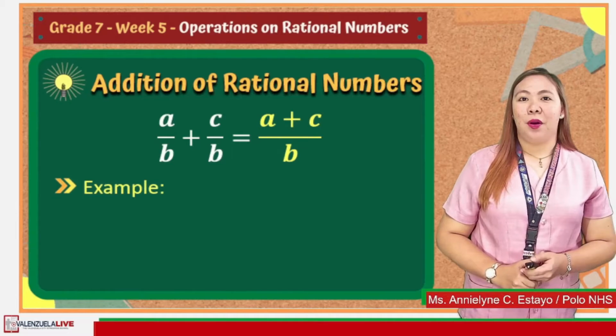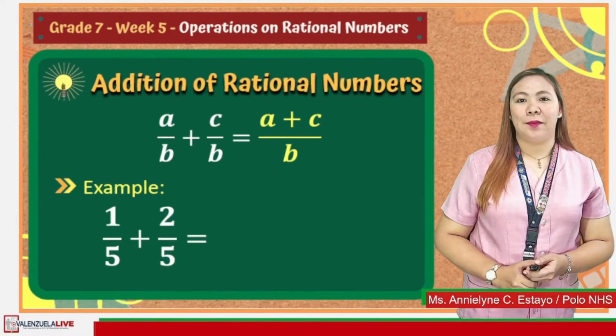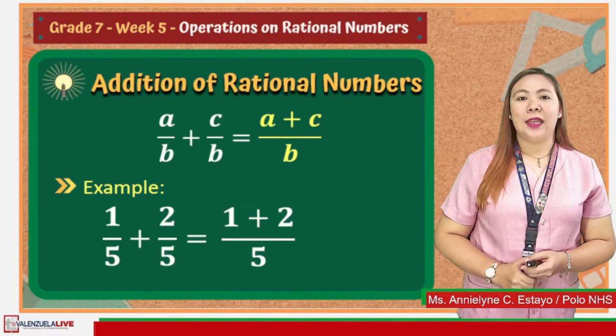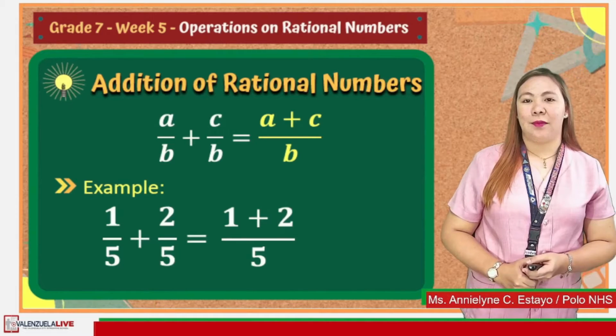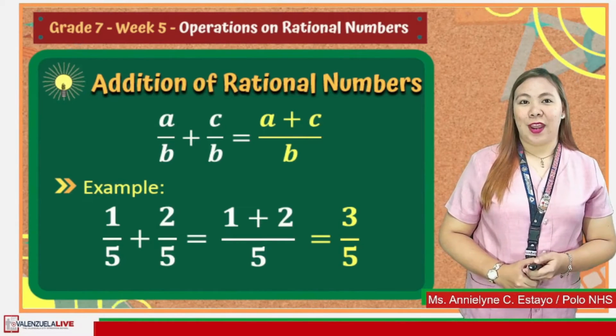For example, 1/5 plus 2/5. Add the numerators 1 and 2, then copy the common denominator 5. Simplifying, the answer is 3 over 5.